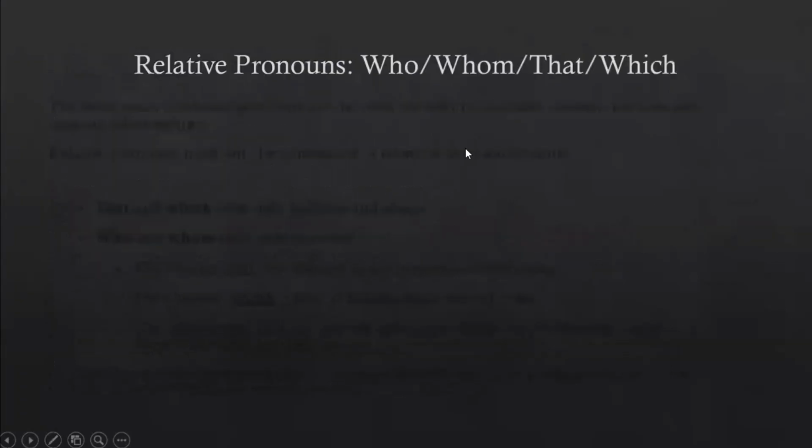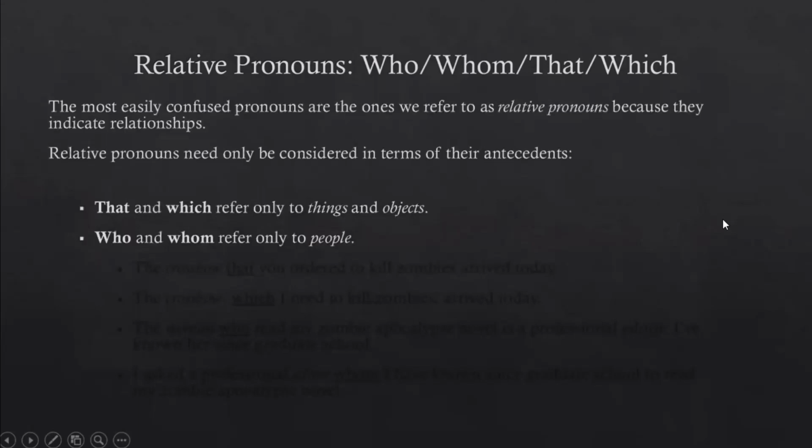All right, let's talk about relative pronouns. These are very common. They're very easily confused, which is surprising because they're really, really easy. Okay. These are the relative pronouns: who, whom, that, and which. That's it. Those are your relative pronouns. Most easily confused pronouns. Relative pronouns need only to be considered in terms of their antecedents. What are they referring to? That and which refer only to things and objects. Who and whom refer only to people. It's that simple, okay?